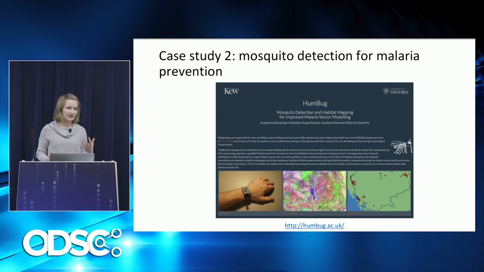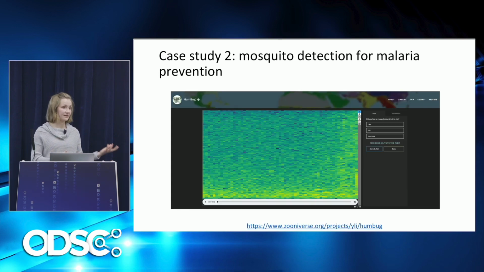And to first tackle this problem, again, we don't have labeled data for a lot of mosquito sounds, so there is a crowdsourced campaign now at the university. You can go.